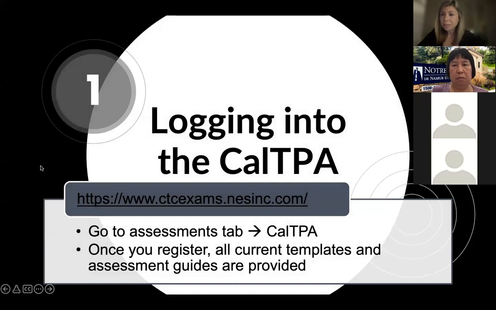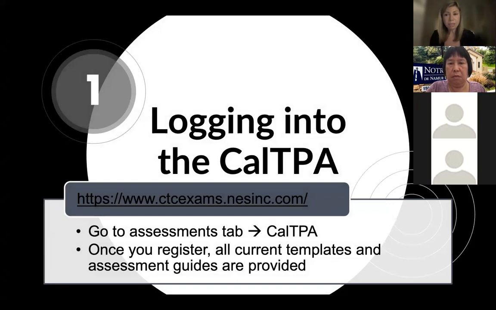And if you haven't done this already, this speaks to the fact that we're presenting to people at all levels. And so some people haven't logged into the CalTPA, others have. This is the link to do that. You go in there, go to the assessment tab, CalTPA, and you need to register. It costs $150 to register per cycle. And once you're registered, all the current templates and assessment guides are provided.